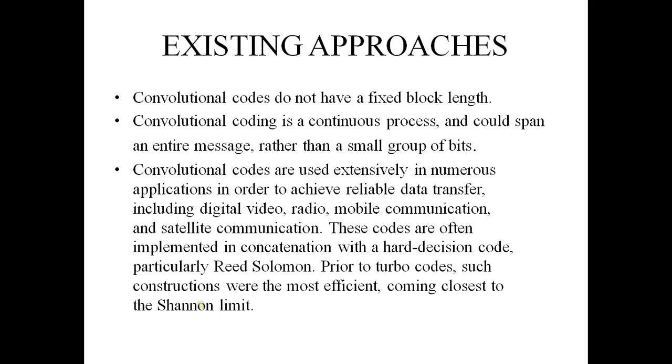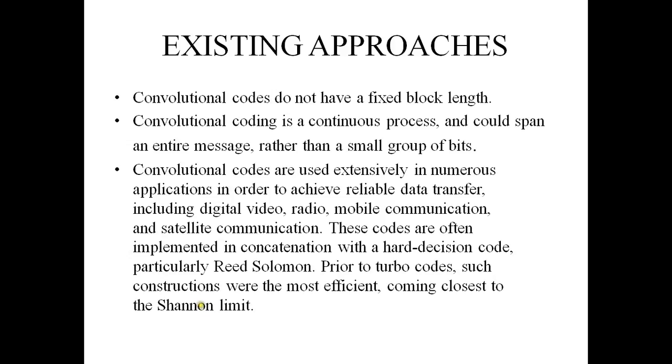The existing approaches till date are the convolutional codes which are being used. They do not have a fixed block length and it is rather a continuous process, and it could span an entire message rather than a group of bits. But in turbo codes, we can have a discontinuous modulation which actually helps us to reduce the power and can be used to the user's convenience.